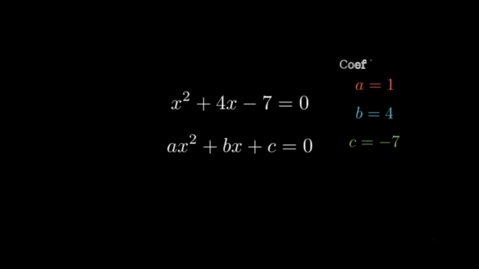Now we have identified all three coefficients from our quadratic equation. We've determined that a equals 1, b equals 4, and c equals negative 7. Knowing these coefficients is crucial because they're the exact values we'll substitute into the quadratic formula. The quadratic formula uses these three values to find the x-intercepts of our parabola, which will give us the solutions to our original equation. With a equals 1, b equals 4, and c equals negative 7 identified, we're now ready to apply the quadratic formula to solve our original equation.